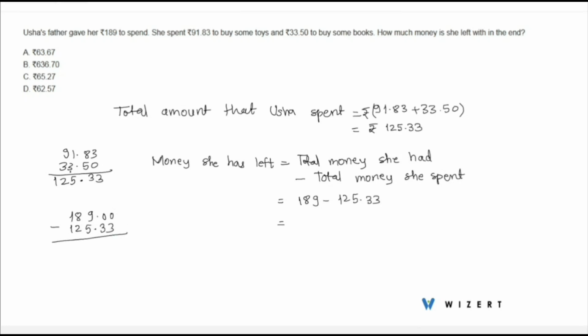0 minus 3 is written as 10 minus 3. So that will be 7. So since we borrowed from here, we'll write 9 here. And 9 minus 3 will be 6. Again we've borrowed from here, so this will be 8. 8 minus 5 is 3. 8 minus 2 is 6 and 1 minus 1 is 0. So 63.67. So she's left with 63.67 rupees. So answer is option A.